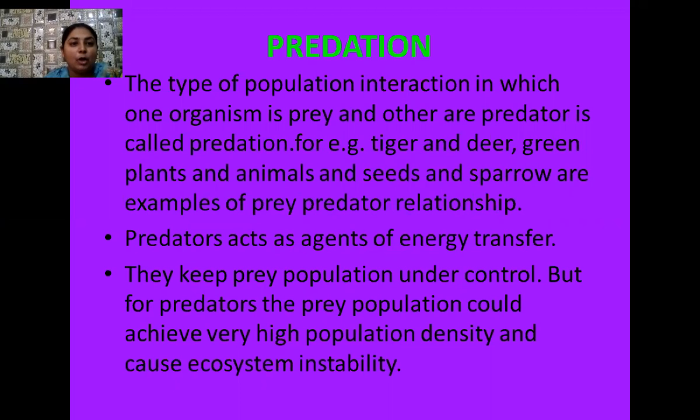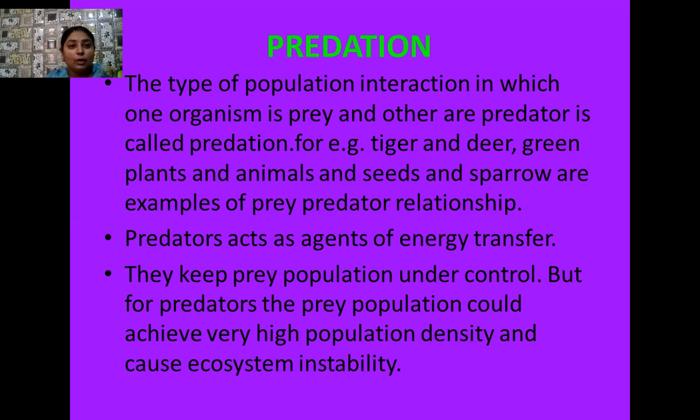Predation is a type of population interaction in which one organism is a prey and the other organism is a predator. So always remember, a predator is always in search of a prey. A prey is actually the food of the predator. This type of interaction is known as predation. Whenever we use the term predation, the image comes to our mind of a tiger running and catching a deer. So this interaction between a tiger and deer is an example of predation.